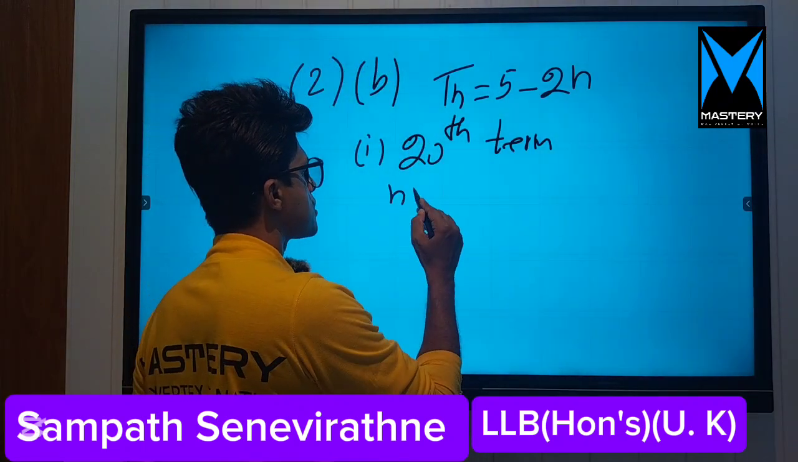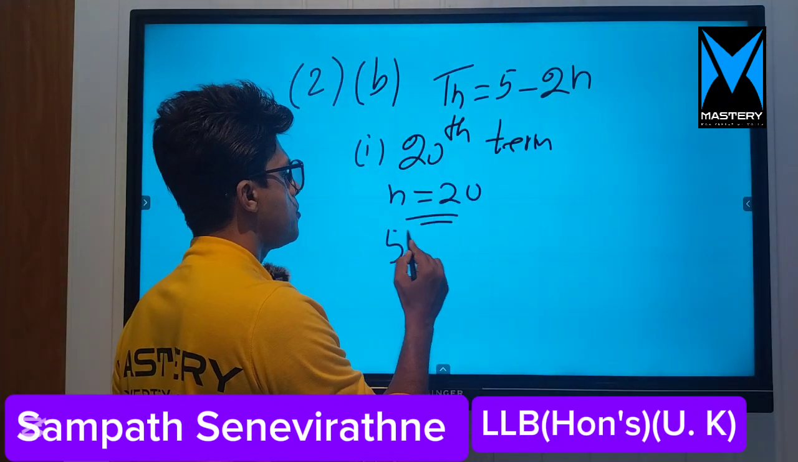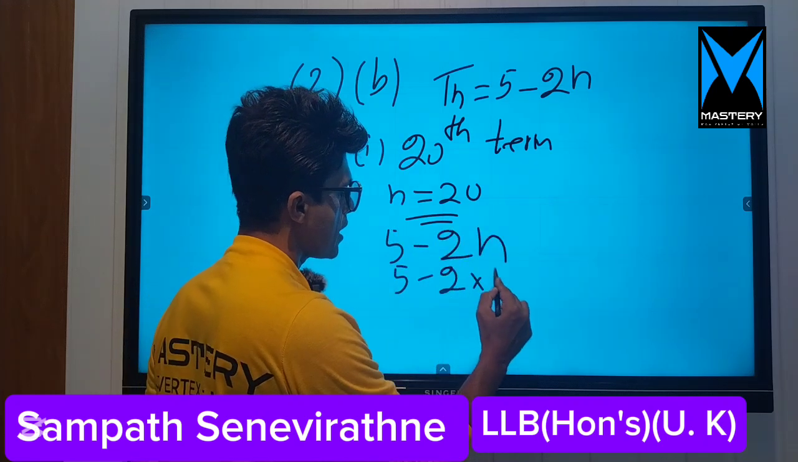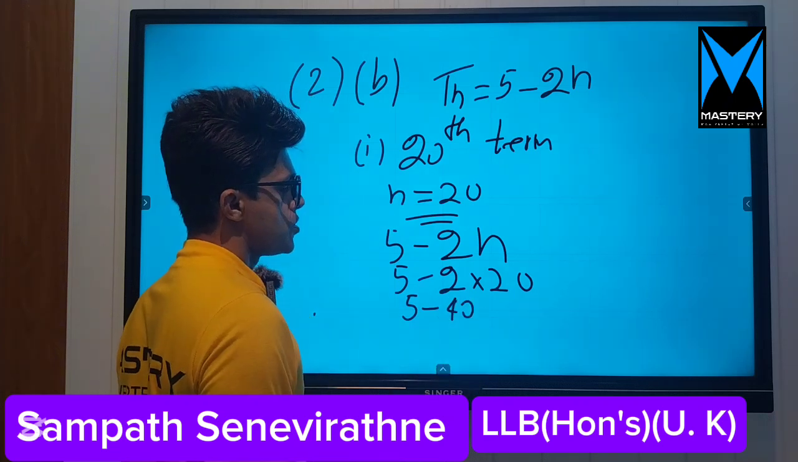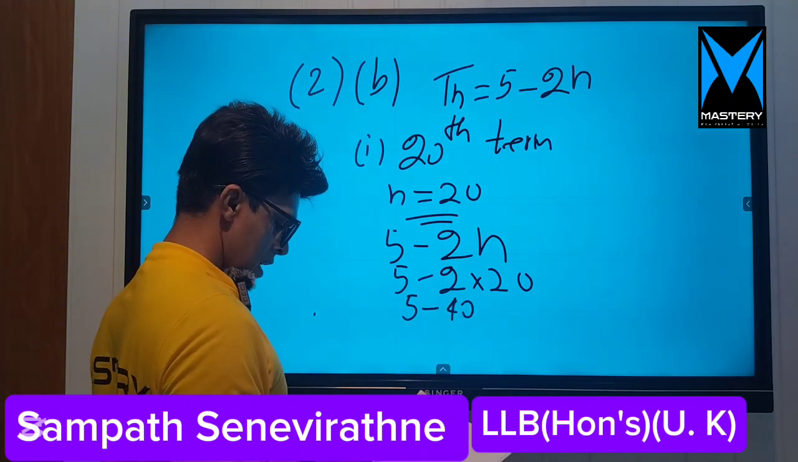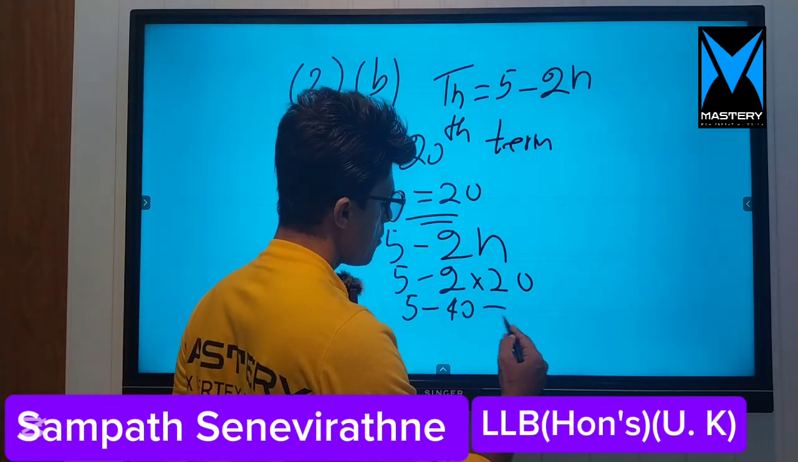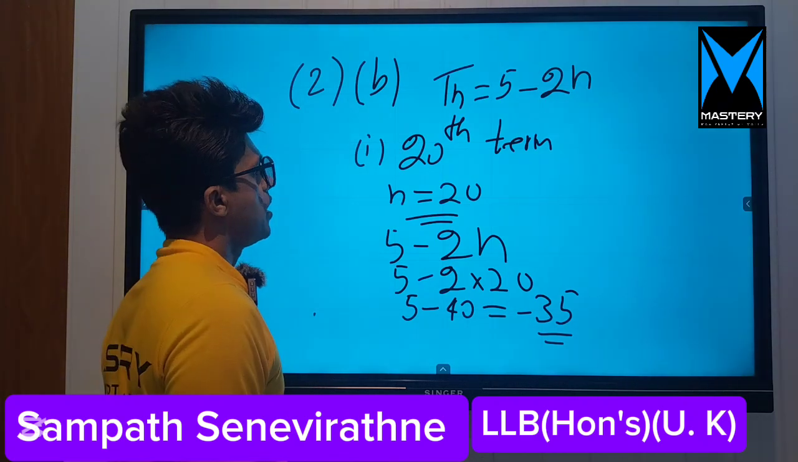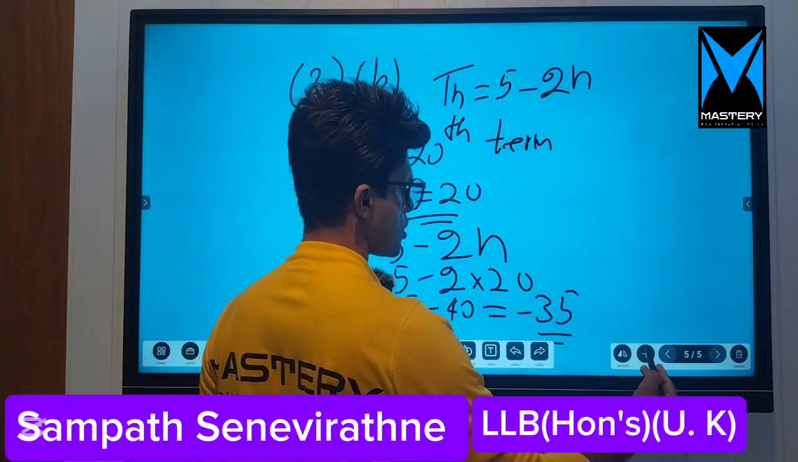So n equals 20. Then 5 minus 2n. So 5 minus 2 into 20. 2 times 20 is 40. Then after that, 5 minus 40 is minus 35. The 20th term is minus 35.